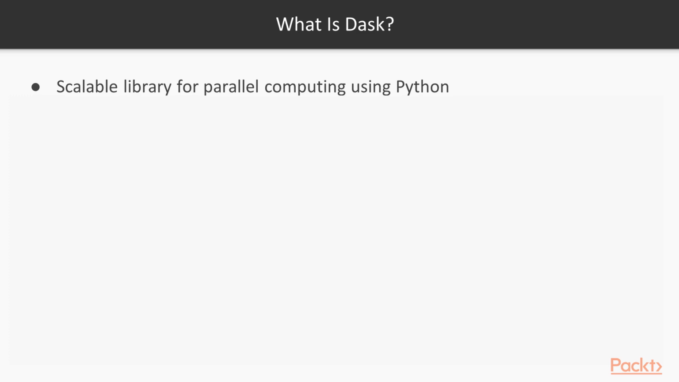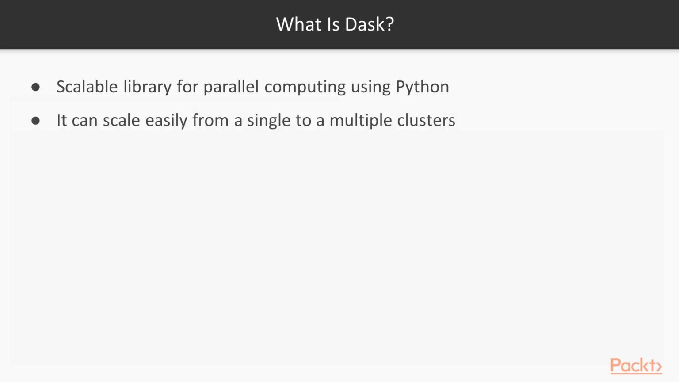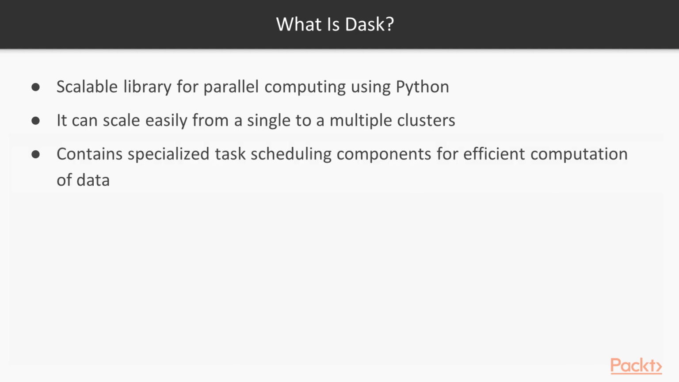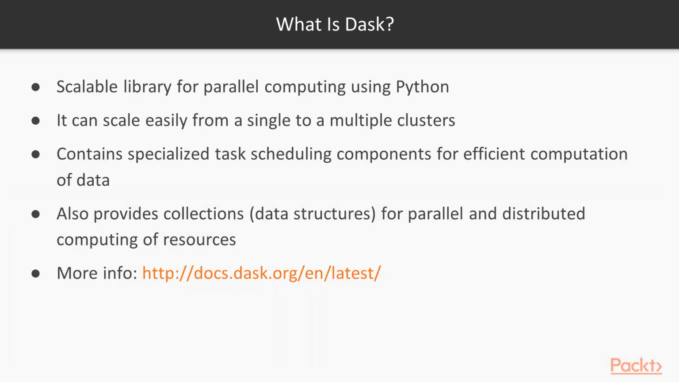Dask is a library for scalable parallel computing using Python. It can scale easily from a single machine to multiple clusters. It contains specialized task scheduling components for efficient computation of data. It also provides collections of specialized data structures for parallel and distributed computing of resources.